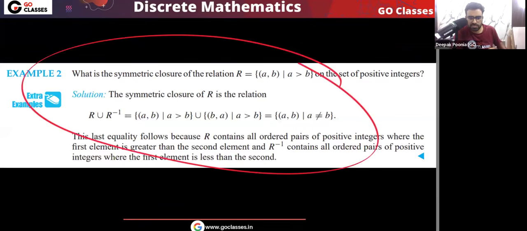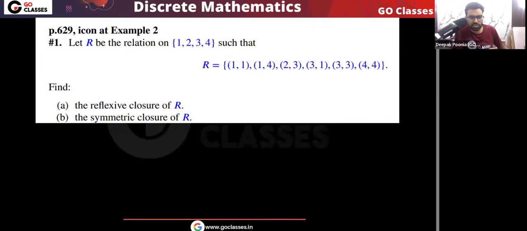You can read the explanation here. Tell me the answer for this question. Relation R is given to us on the set 1, 2, 3, 4. This 1, 2, 3, 4 is the base set, and this is the relation R. Find the reflexive closure of R, and find the symmetric closure of R. Let's call them RR and SR. So tell me the reflexive closure of R, what will that be?